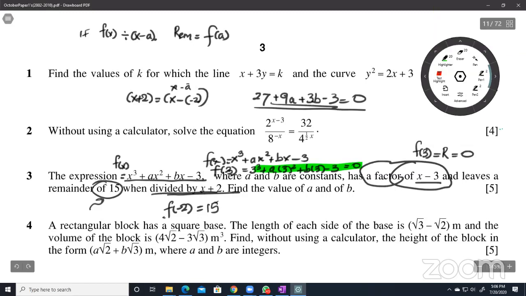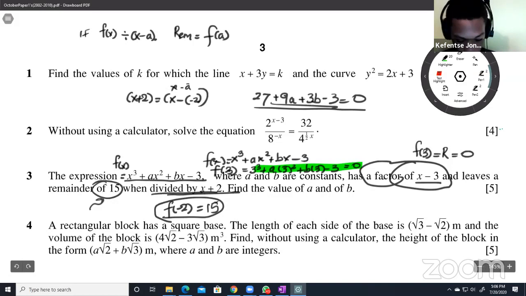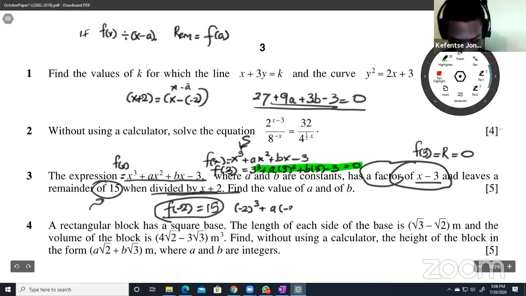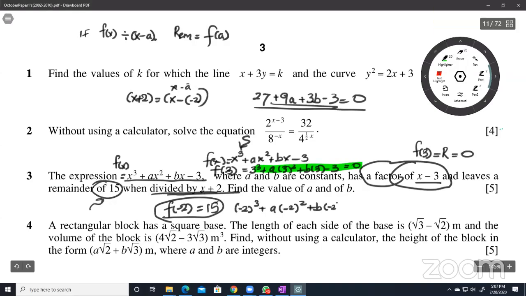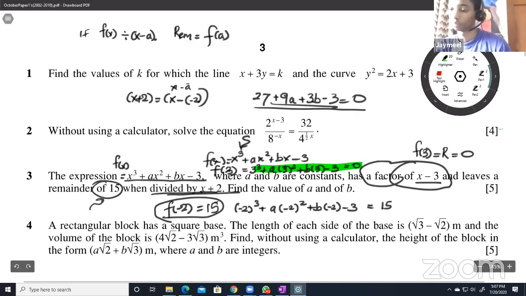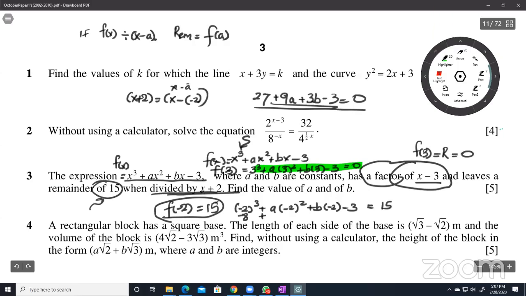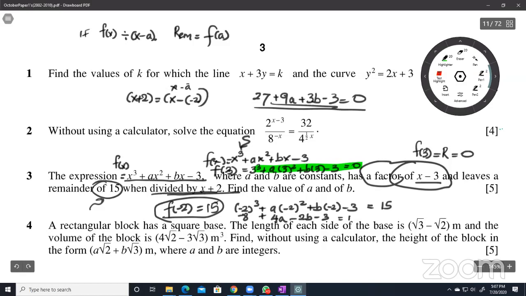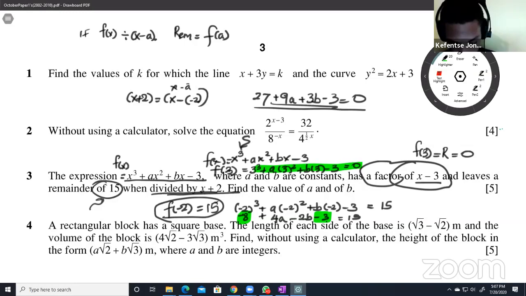And f of minus 2 is supposed to be 15. So if f of x is this, it means minus 2 cubed plus a into minus 2 squared plus b into minus 2 minus 3 is supposed to give you the remainder, which is 15, right? So this part works out to be minus 8. Negative 2 squared is 4, plus 4a minus 2b minus 3 is equal to 15, right? If you take the constants across to the other side, minus 8 minus 3, that's minus 11. If you move it to the other side, you have to add it. So I get 15 plus 11, which is 26.